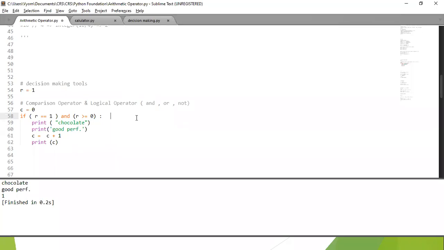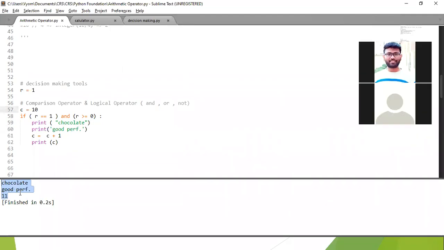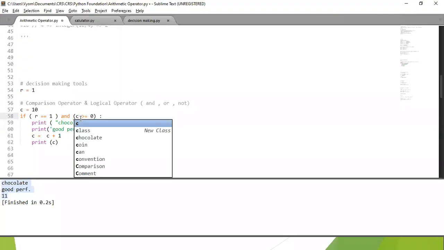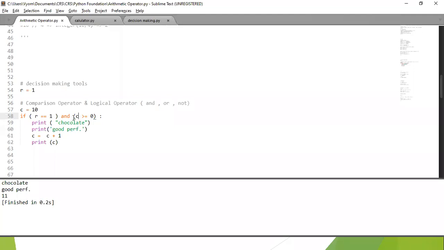Let's try it out. You see, all of this got printed. Correct. Somebody is saying, sir, if R equal to 1, then obviously R will be greater than equal to 0. Yeah, you are right. You're correct. But it's just for the sake of demonstration. Don't worry. Let's say if you're not happy with R, let's take C. Happy?